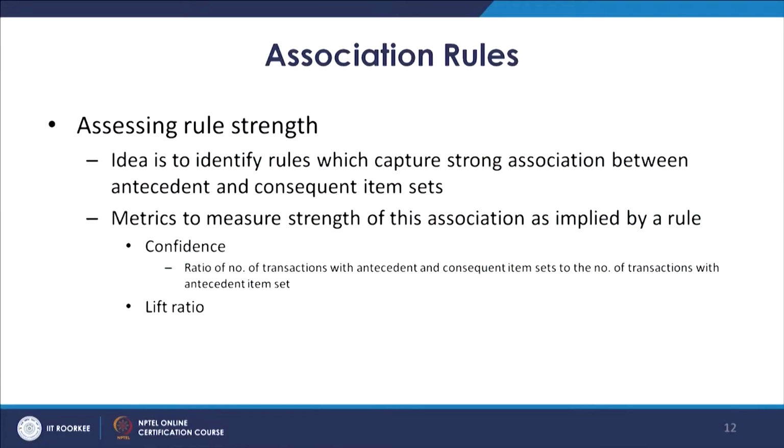So, these are metrics that can be used to measure the strength of the association as implied by a rule. The first one is confidence. What do we mean by this metric? Confidence is the ratio of the number of transactions with antecedent and consequent item sets to the number of transactions with the antecedent item set. If we look at this formula, from the group of transactions which have the antecedent item set, we are looking to find the proportion of these transactions which also have the consequent item set. So, we focus on the transactions which have the antecedent item set, and then we compute the proportion which also have the consequent item set. This value gives us the confidence number.